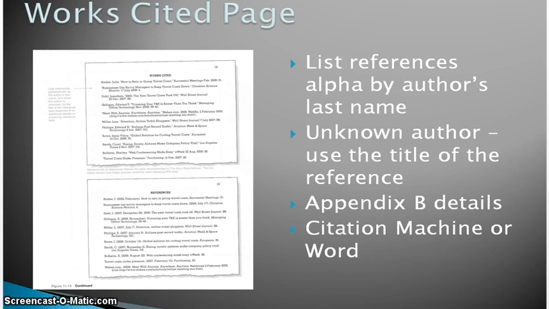Okay, I skipped ahead to the Works Cited page. You're required to have at least 3 citations. You should list the references in alphabetical order by the author's last name. If it's an unknown author, you use the title of the reference.